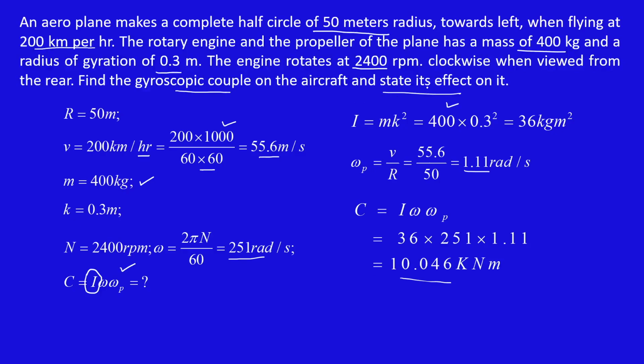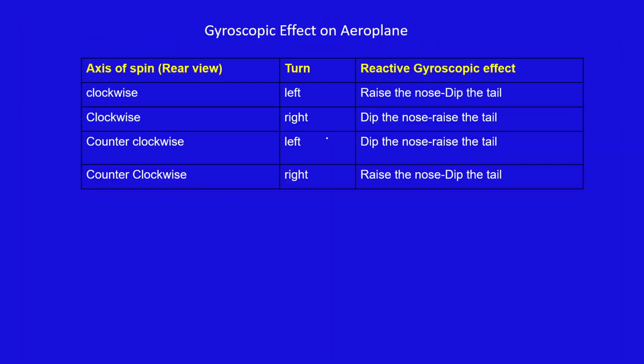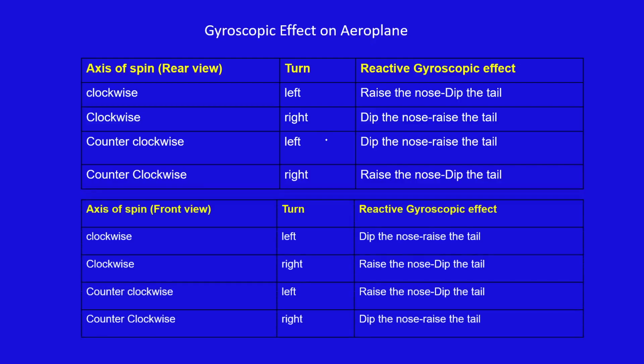Now we need to find the effect of gyroscopic couple. We can find the effect of gyroscopic couple using a table. There is no need to remember the complete table. For clockwise rotation to left turn, the condition is rise the nose, tip the tail. So this is the only condition you have to remember. From that, you can easily find condition 2. So what is the difference between condition 1 and 2? Only left and right. Then we have to reverse this condition. Instead of rise the nose, tip the tail, we have to write it as tip the nose, rise the tail.